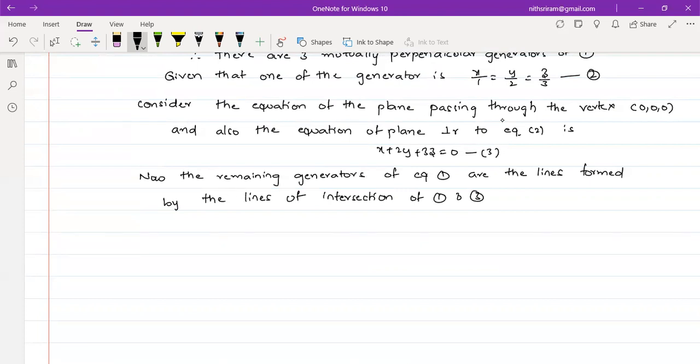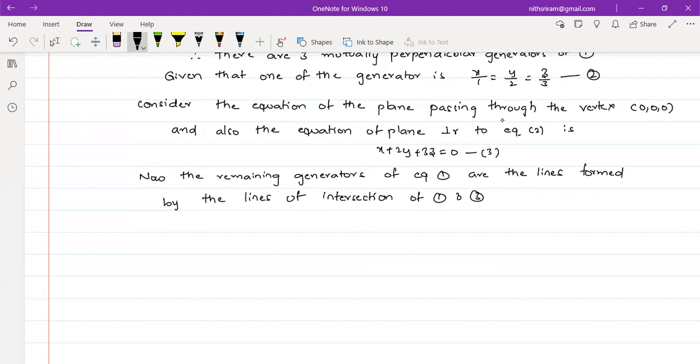So we have to find the two generators. The two generators can be obtained by the intersection of 1 and 3. 1 is nothing but the given cone equation, and 3 is the plane, whose equation we have just found. Whenever these two intersect, the lines formed by the intersection of these two equations give us the generators of our required mutually perpendicular generators.